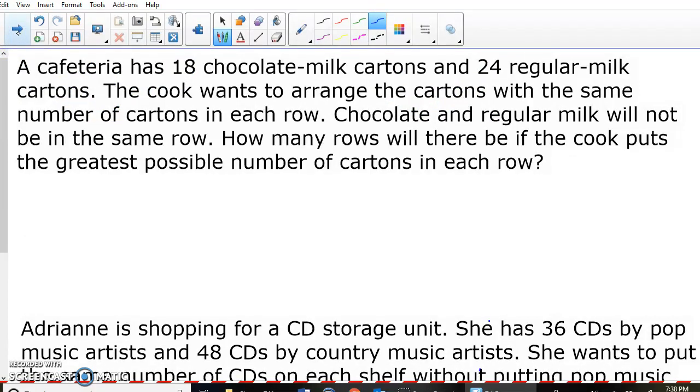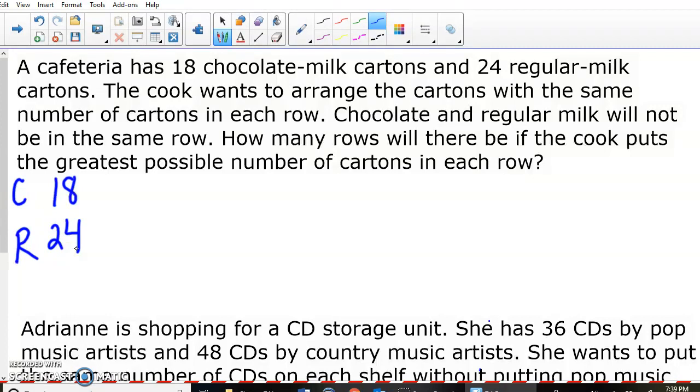Okay, and then last but not least, we're going to do just one of these story problems together. So it says the cafeteria has 18 chocolate milk cartons and 24 regular cartons. So I'm going to label these chocolate and regular. And we are going to arrange these cartons into rows so that there's the same number of cartons in each row. So think of that as like an array that we're going to make.